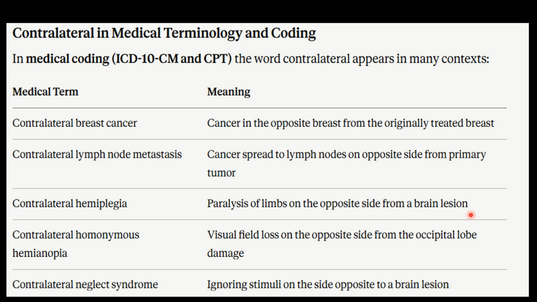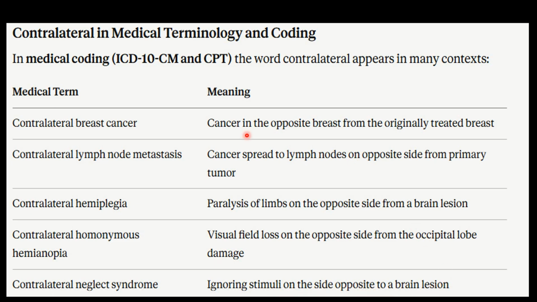the brain lesion. Then we have contralateral homonymous hemianopia, which means visual field loss on the opposite side from the occipital lobe damage. And at the end we have one more example that says contralateral neglect syndrome, ignoring stimuli on the side opposite to the brain lesion.